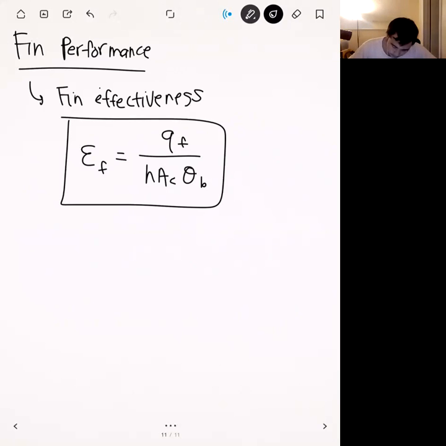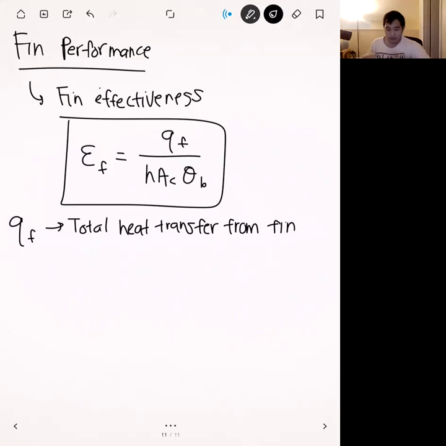Where q_f here is the amount of heat transfer that's being lost through the fin, okay? Okay. And so that's basically how much heat transfer is coming out from your fin already, okay? And if you remember, the way that we can compute this for a given fin is to compute the amount of heat transfer that happens at the base of our fin, okay?